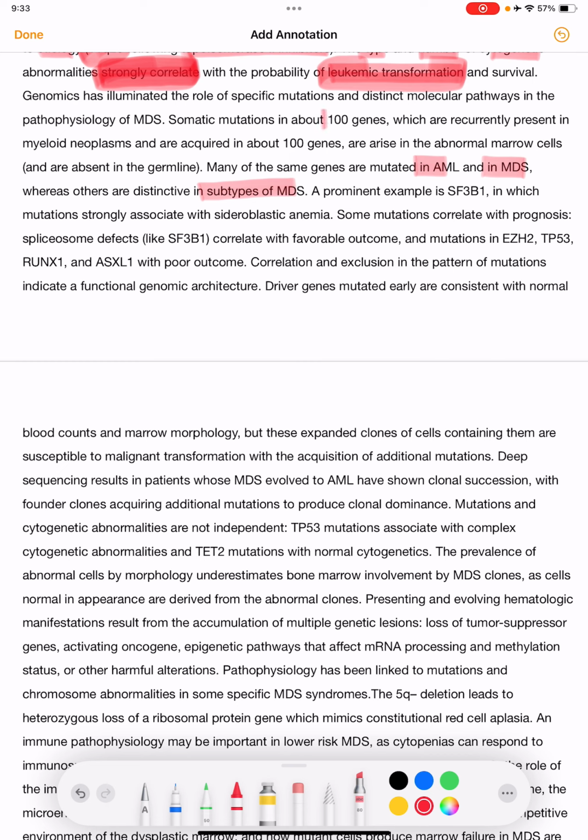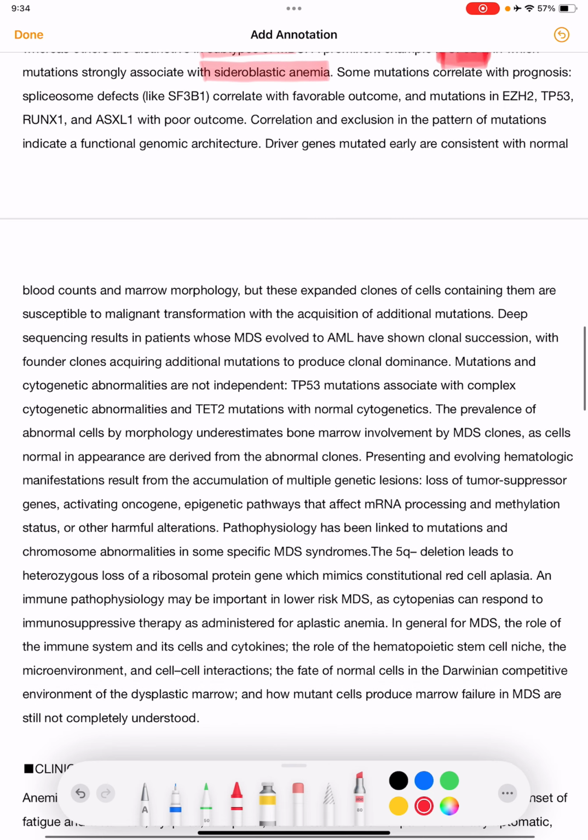Somatic mutations in about 100 genes are recurrently present in myeloid neoplasms, and a few mutations are acquired. These mutations arise in the abnormal marrow cells. The same genes are mutated in AML and in MDS. If we take the example of SF3B1, which is important, these mutations strongly associate with sideroblastic anemia.